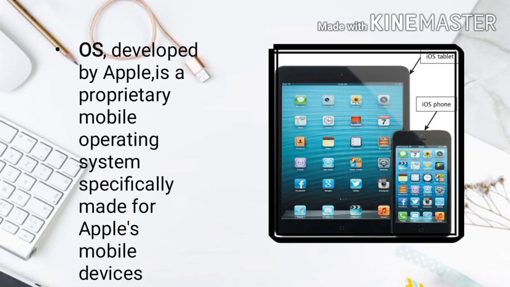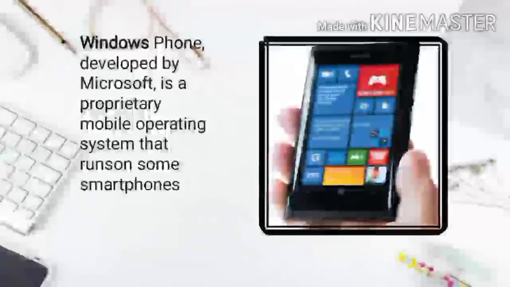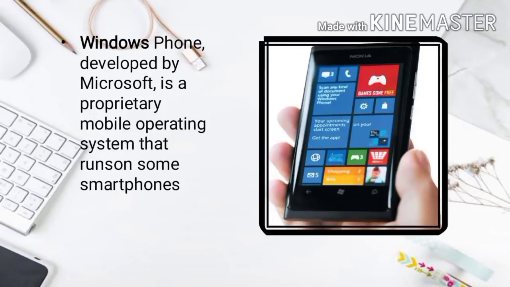Next, Windows Phone. Windows Phone, developed by Microsoft, is a proprietary mobile operating system that runs on some smartphones, with features like multitasking of third-party apps, Twitter integration for the People Hub, and Windows Live SkyDrive access.